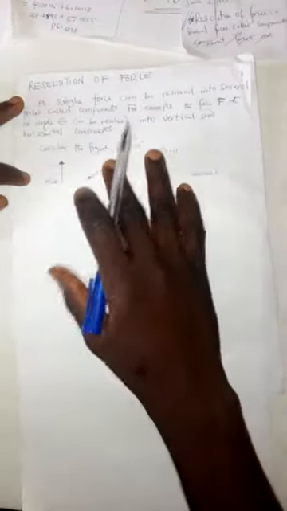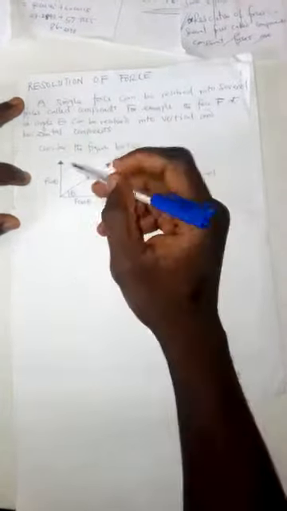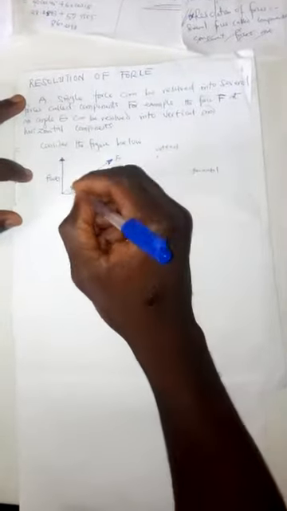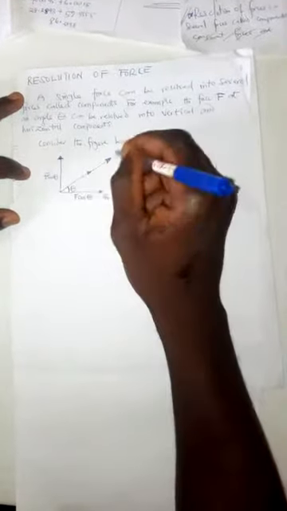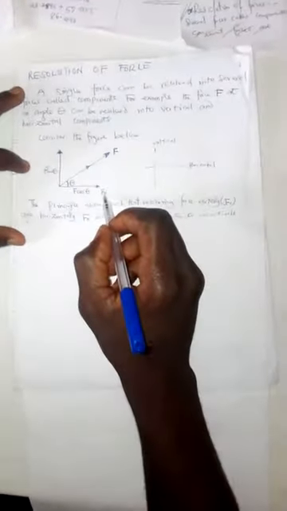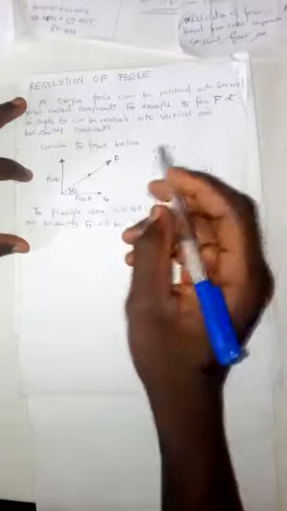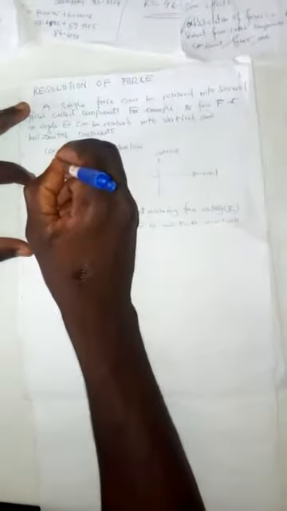Consider the figure below. This is a force acting on the system. This is the angle theta. For you to resolve this force, there is always a horizontal component and a vertical component. As you can see, the horizontal component here is indicated as Fh, and the vertical is represented as Fv.